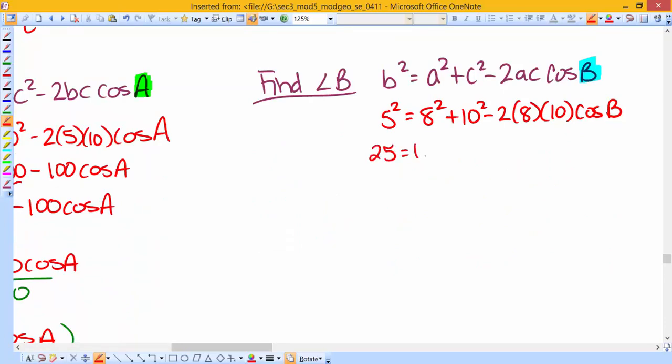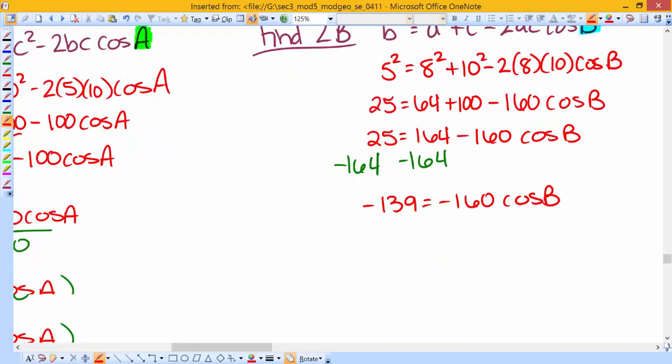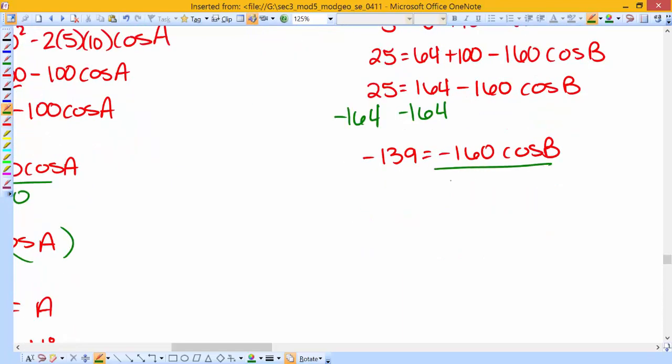So 25, 64, 100. 16 times 10 is 160. Cosine of B. I'm going to add 64 and 100. Then I'm going to subtract the 164. So 25 minus 164 gives me negative 139. Negative 160. Now I'm going to divide by negative 160.